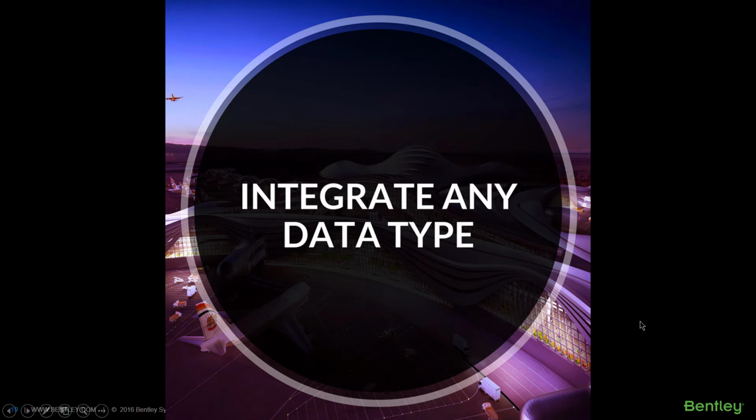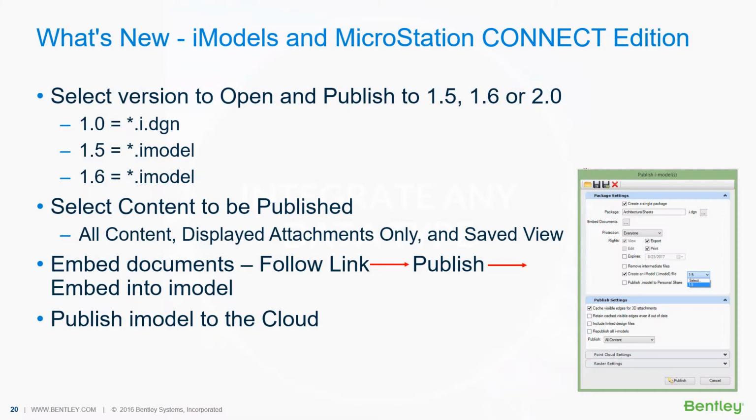All right, so integrating data types. Well, we well know that there are many different types of data that come into a project. One of the ways we want to integrate all of this stuff is to use iModels. So here's a quick look at what's changed with iModels in MicroStation Connect Edition. The first thing that we did was to provide you the ability to select a version of the iModel file to create. So you'll be able to select, open, and publish version 1.5, 1.6, or 2.0.